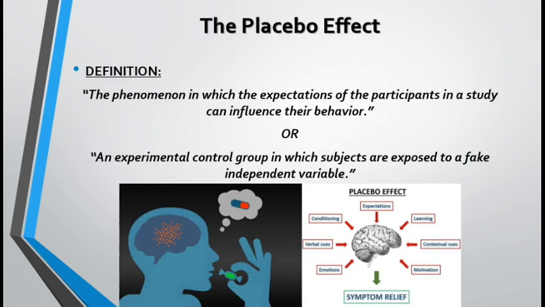Now let's discuss the experimental hazards. In experimental hazards, we will be discussing the placebo effect and the experimenter effect. The phenomenon in which the expectations of the participant in a study can influence their behavior is called the placebo effect. Or you can say that the placebo effect is an experimental control group in which the subjects are exposed to a fake independent variable.